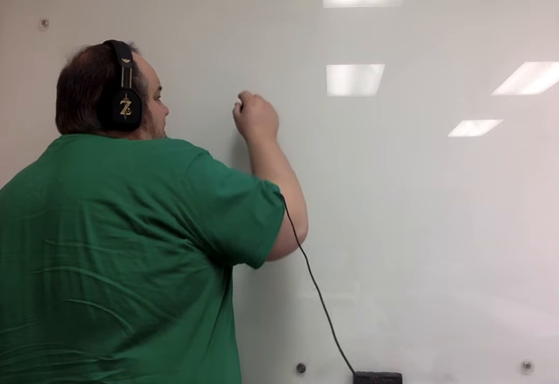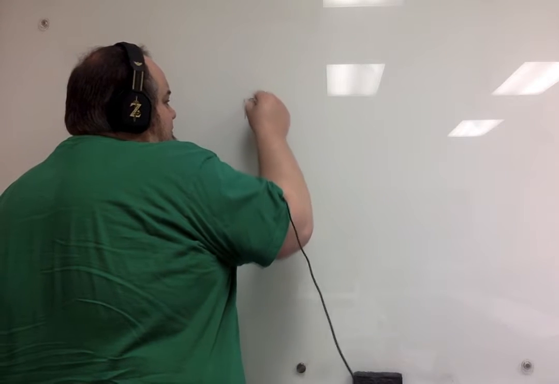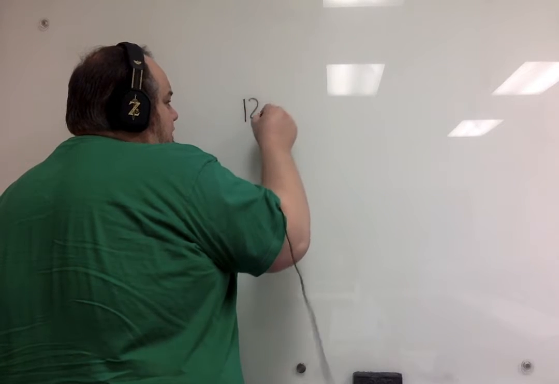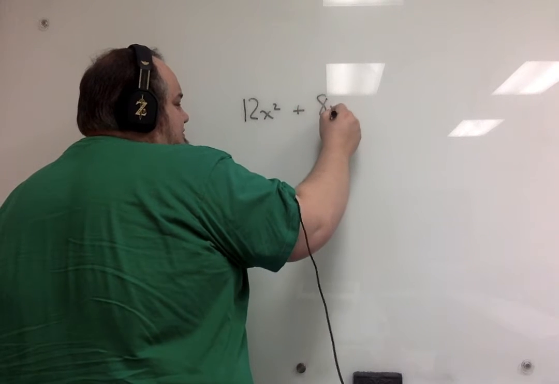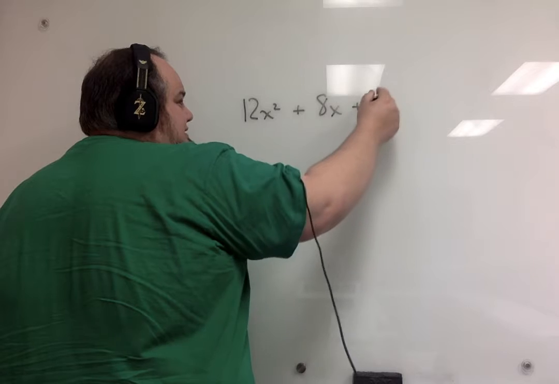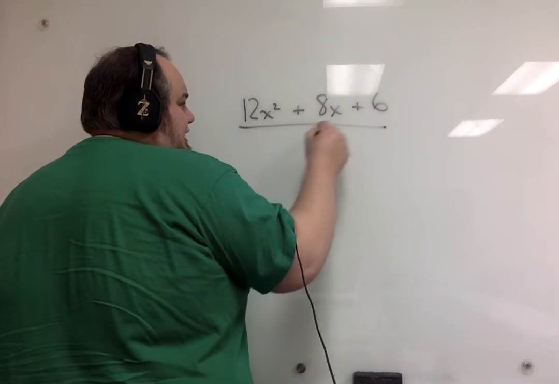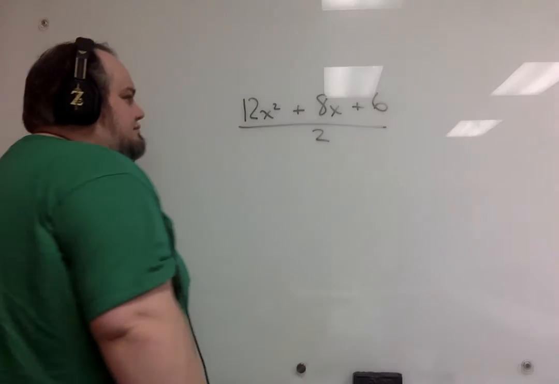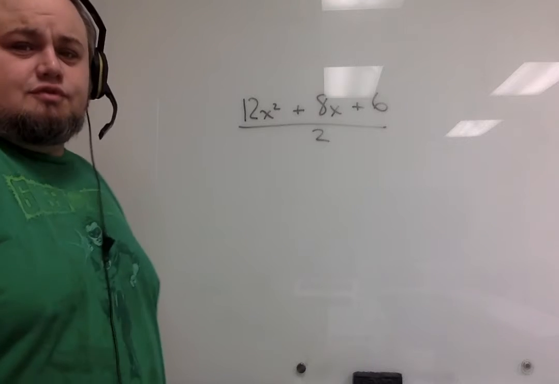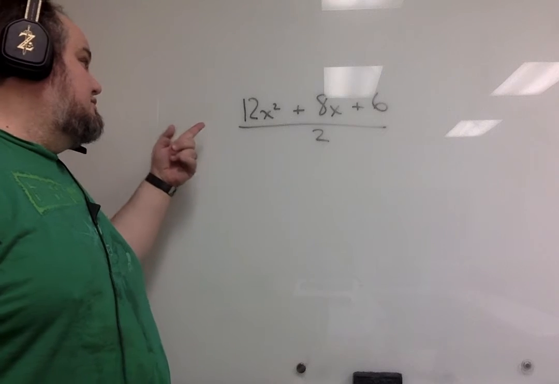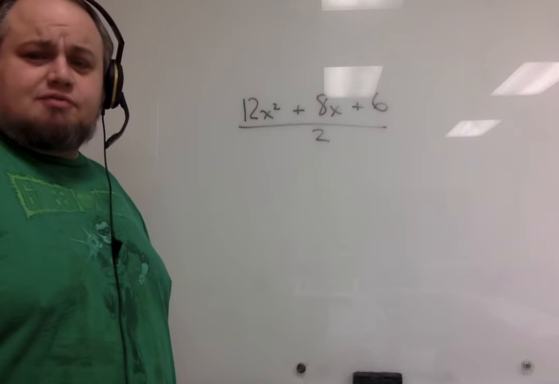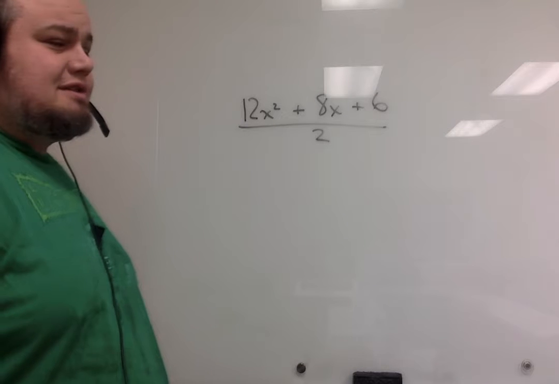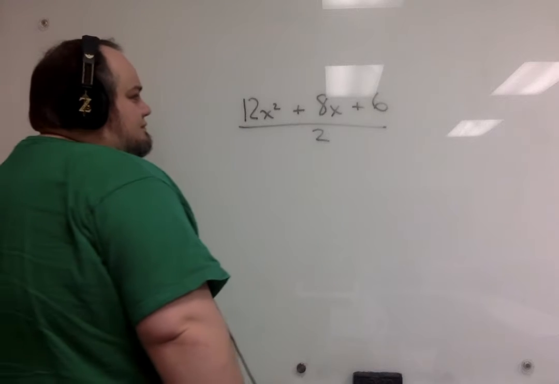Let's say we had 12x squared plus 8x plus 6 divided by 2. Now, you can see that each of these terms, 12x squared, 8x, and 6, is divisible by 2. So that makes it pretty straightforward.